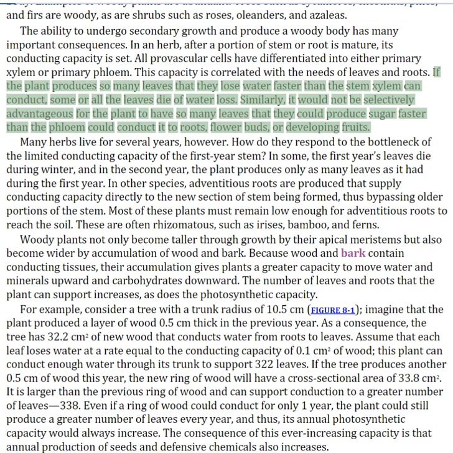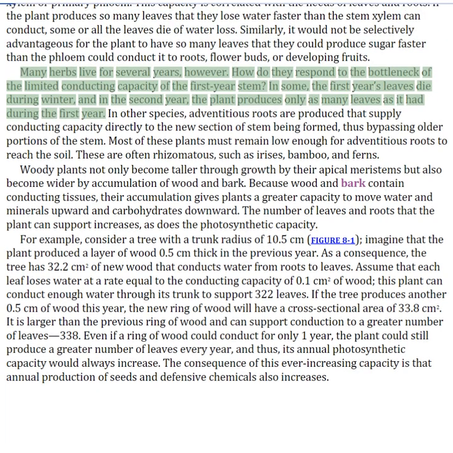Similarly, it would not be selectively advantageous for the plant to have so many leaves that they could produce sugar faster than the phloem could conduct it to roots, flower buds, or developing fruits. Many herbs live for several years, however. How do they respond to the bottleneck of the limited conducting capacity of the first-year stem? In some, the first year's leaves die during winter, and in the second year, the plant produces only as many leaves as it had during the first year.